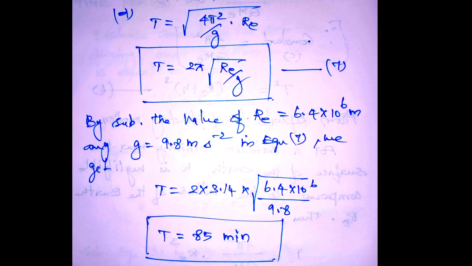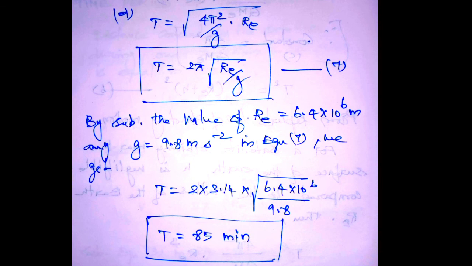We know the radius of the earth is 6.4 × 10⁶ meters. Also we know the g value, g equals 9.8 meters per second squared, and substituting in equation 7, we get T equals 2 × 3.14 × the square root of 6.4 × 10⁶ divided by 9.8. So approximately the time taken for completing one revolution is 85 minutes. That is the time taken to complete one revolution in the orbit.